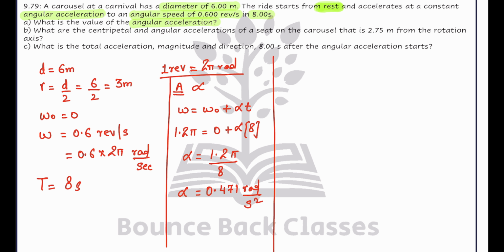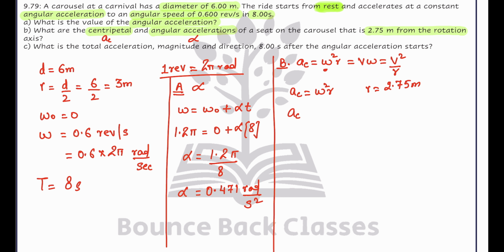Okay, now move to the next question. Part B: what is the centripetal acceleration? We already found angular acceleration, that is your alpha. For centripetal acceleration AC, we need to find it, and we have three formulas: omega square r, V omega, or V square over r. We have omega, so can I say AC is equal to omega square r? Just continue with the question: the seat is 2.75 meters from the rotation axis, which means r is 2.75 meters.